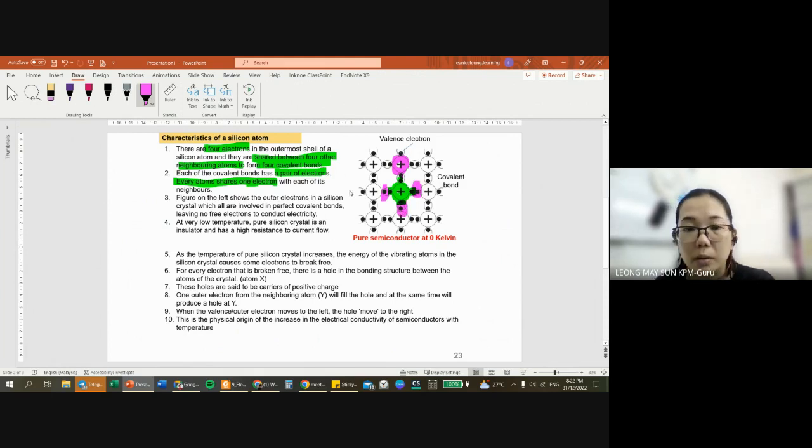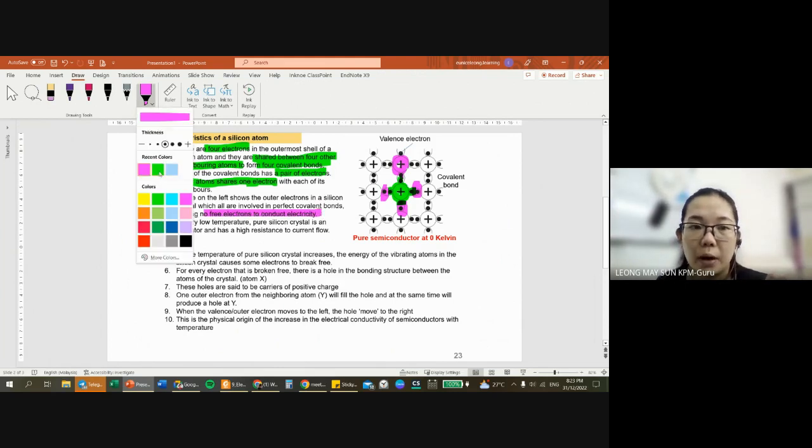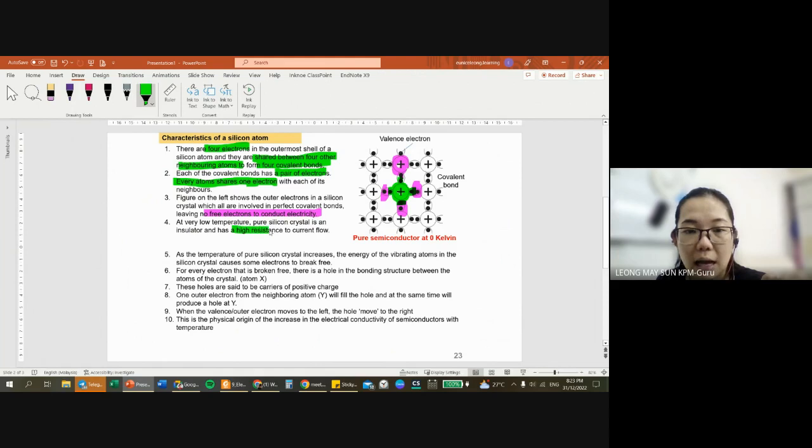So there's 4 covalent bonds here. Over here, when silicon has 4 valence electrons sharing with 4 different silicon atoms, there are no free electrons moving around. When there are no free electrons moving around, there will be no electrons to conduct electricity. So when there are no electrons to conduct electricity, that's the reason why it has high resistance. High resistance because there are no free electrons, and that is why a pure silicon crystal is actually an insulator at very low temperature.